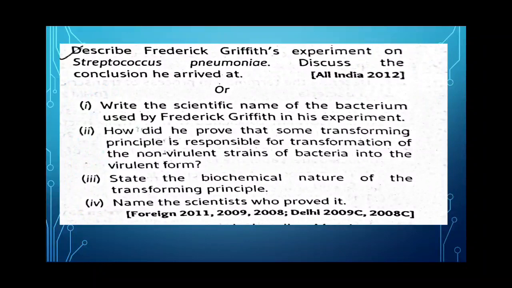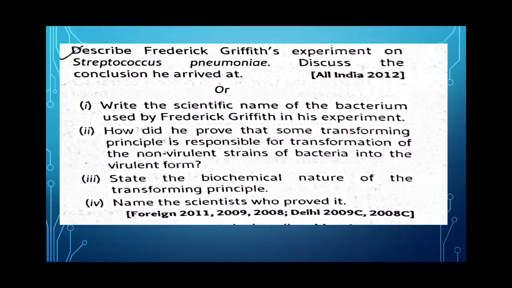the R strain bacteria has somehow been transformed by the heat killed S strain bacteria. Okay, and some transforming principle transferred from the heat killed S strain had enabled the R strain to synthesize a smooth polysaccharide coat and become virulent.